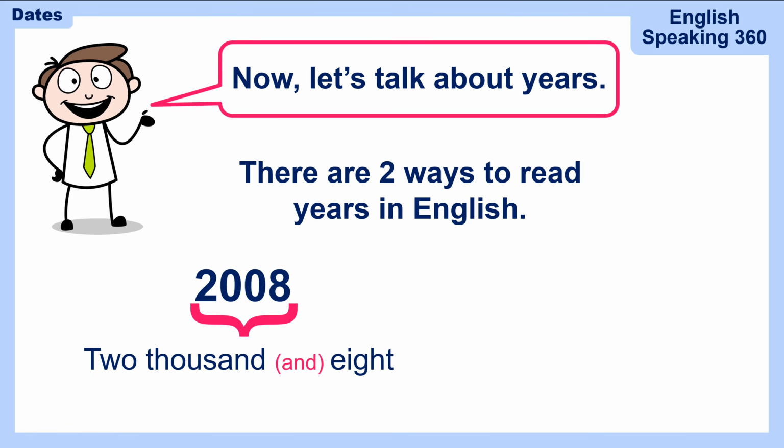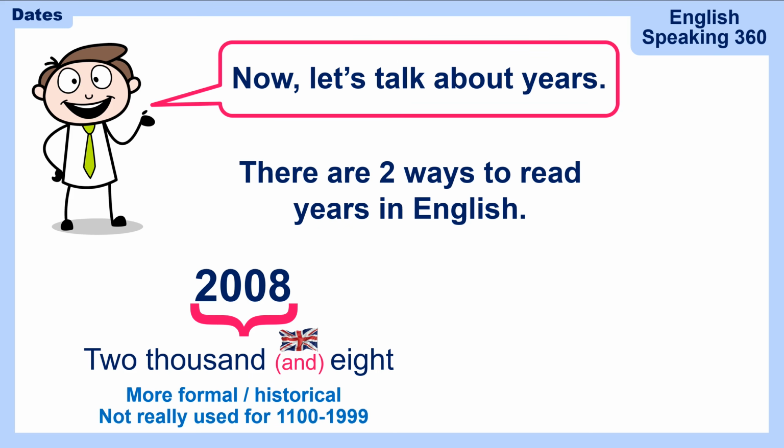And is optional, but if you speak British English, usually people use and. But I'm from Canada and we speak American English, so we say 2008. Now, this style is more formal and it's used very often for historical dates. Okay, so remember that. And it's not really used for dates between 1100 and 1999.